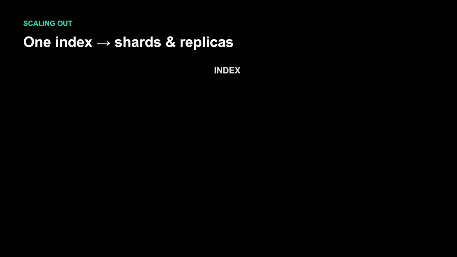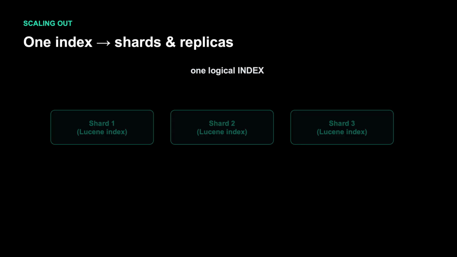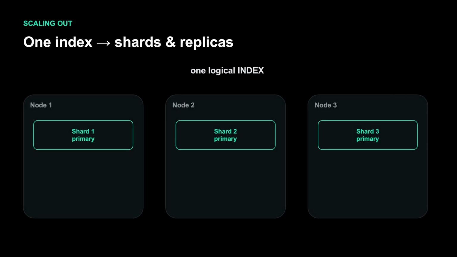Now scale it. One inverted index on one machine is great until your data doesn't fit on one machine. So Elasticsearch splits an index into shards. Each shard is a complete self-contained inverted index. Under the hood, every shard is actually a Lucene index. Lucene is the library doing the real search work. Spread those shards across nodes, and now your data and your query load is split across the cluster.